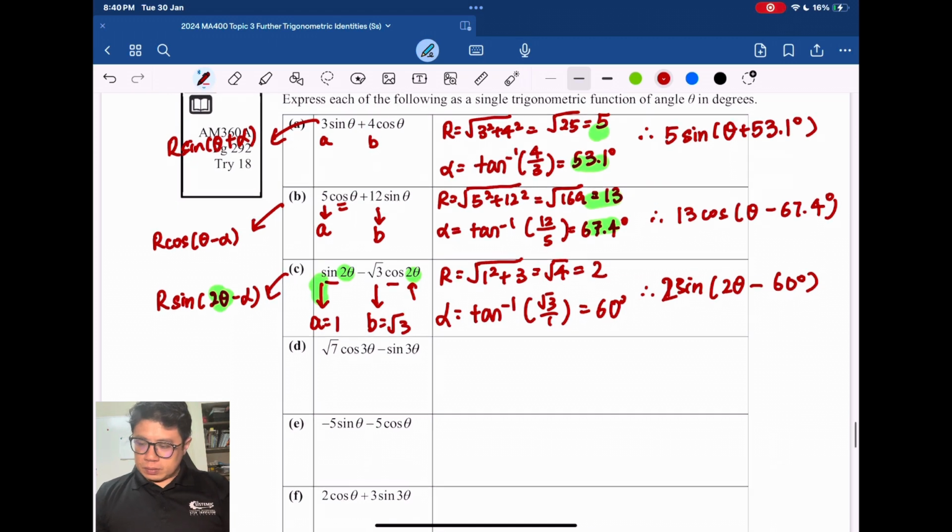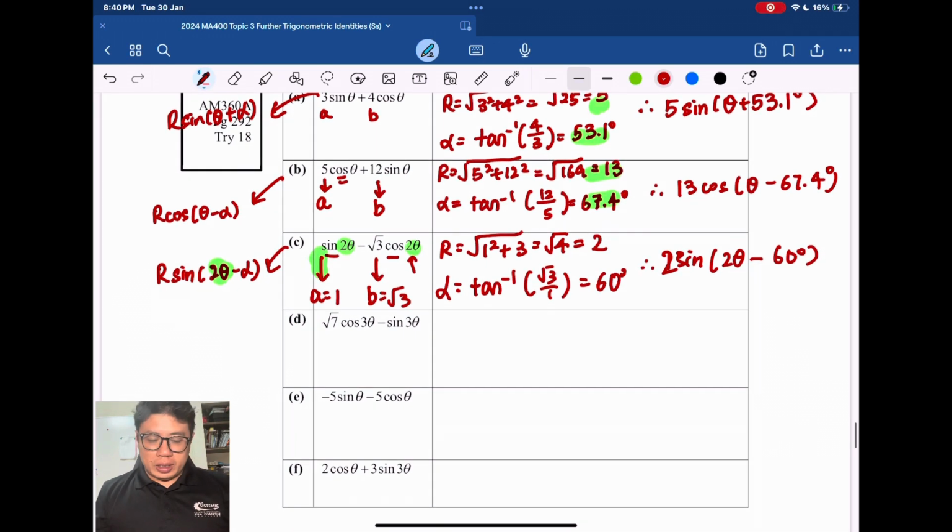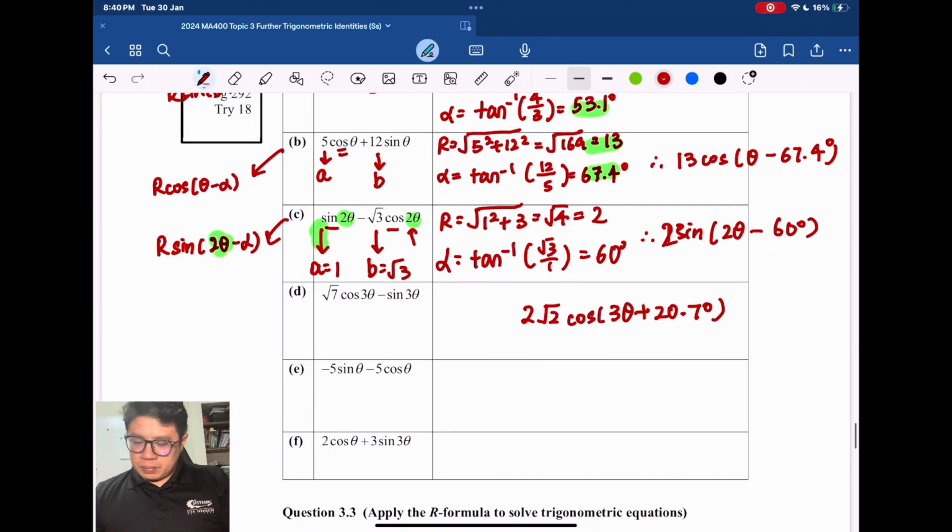Okay, so without further ado, I think for the rest you can try it yourself. I'm just going to write down the answer. So D, I think you should be able to get the answer quite easily. Right, for E, what I'll do is maybe I just suggest taking out the negative 5. So you can write this as a negative of 5 sine theta plus 5 cosine theta. So you don't have to deal with the negative.